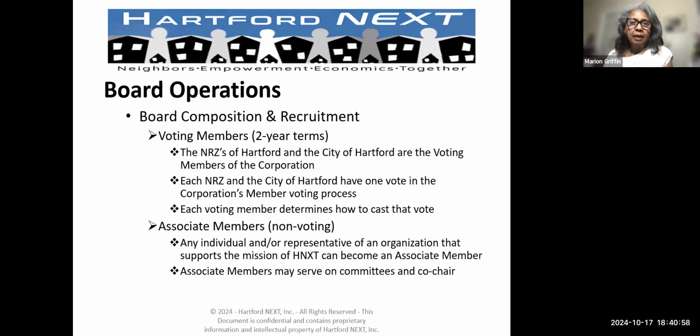And each NRZ has 1 vote. Even if you have 2 representatives, you have to confer together and you get 1 vote, so that it's not a disadvantage to those who only have 1 member. Associate members are non-voting, but associate members may serve on committees. They can co-chair along with a board of director member who is a chair.